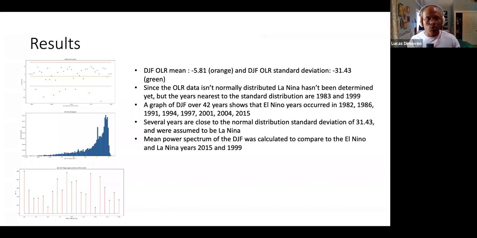But basically what we did was we took these 42 dots, which represent 90-day chunks for these 42 years. And we plotted, excuse me, the mean power spectrum. So we got it into Fourier space, and then we just took the absolute value to see what frequencies and cycles per day have the most power.